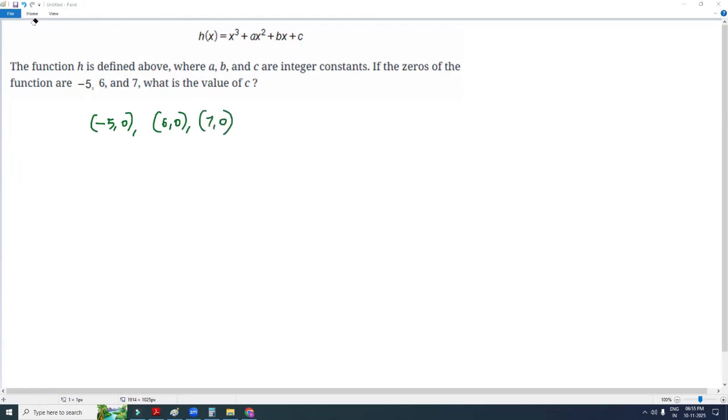And usually when we have a function like h of x, this h of x gives a value of y. So we can replace h of x by y. Then the given function becomes y equals x to the third power plus ax squared plus bx plus c. Further, we can solve this problem using Desmos.